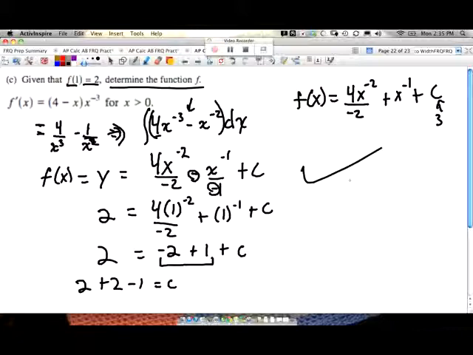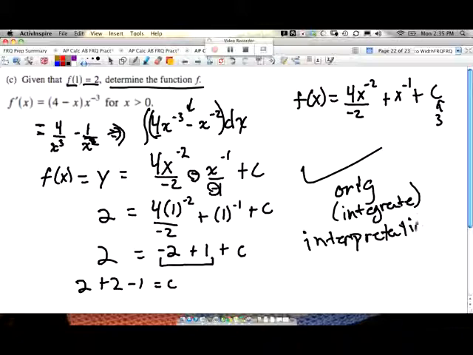Okay, so the biggest thing with differential equations is you're going to have to find the original, which means you're going to have to integrate. But in addition to that, they're going to ask you to do some type of those interpretation things. And remember that the interpretation has to do with tangents, with concavity, with approximations, all that kind of stuff.